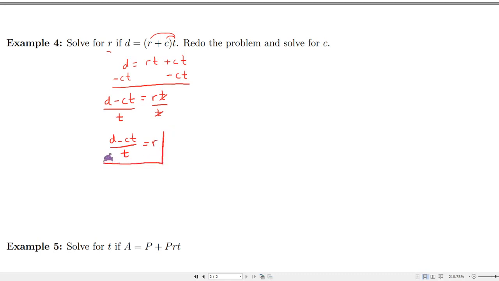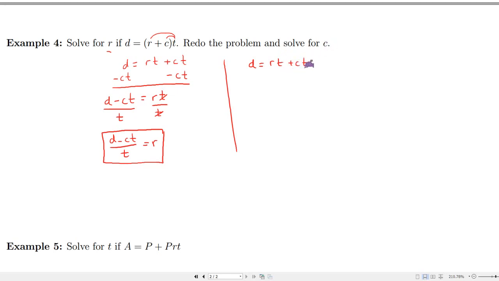R is equal to d minus ct divided by t. Now to do the same thing and solve for c, we're going to start out the same way. We would still distribute this t in, so we're going to actually have this same exact equation over here. So d equals rt plus ct, but you're going to solve for c instead.